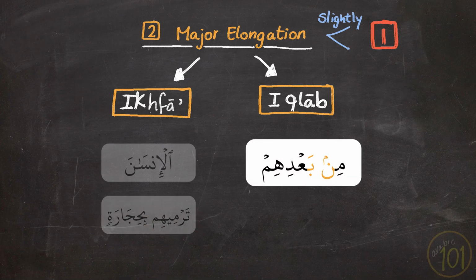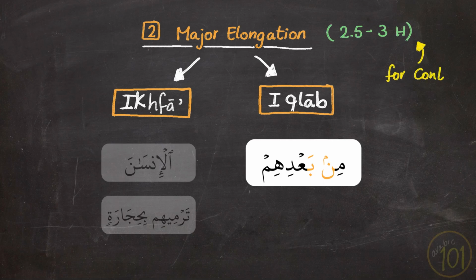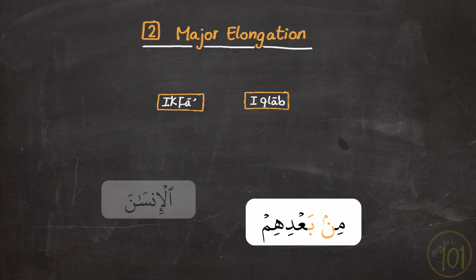من بعدهم. So they are shorter, but there is still significant amount of ghunnah involved in it. If you want to compare it to the actual harakah, it is somewhere between 2.5 and 3 harakat. Again, this is a rough estimation, just to put things in context and to help you understand the differences.